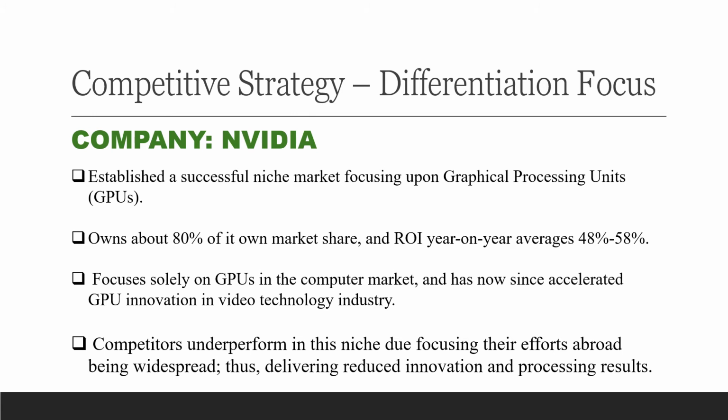The first company I'd like to introduce in Porter's competitive strategy is NVIDIA, which has a differentiation focus. It established a successful niche market focusing upon graphical processing units. These units are part of the computer processing industry, and GPUs are basically a niche market within that industry. It owns about 80% of its market share, has an ROI year on year which averages about 48 to 58%, and has accelerated innovation in the GPU market.